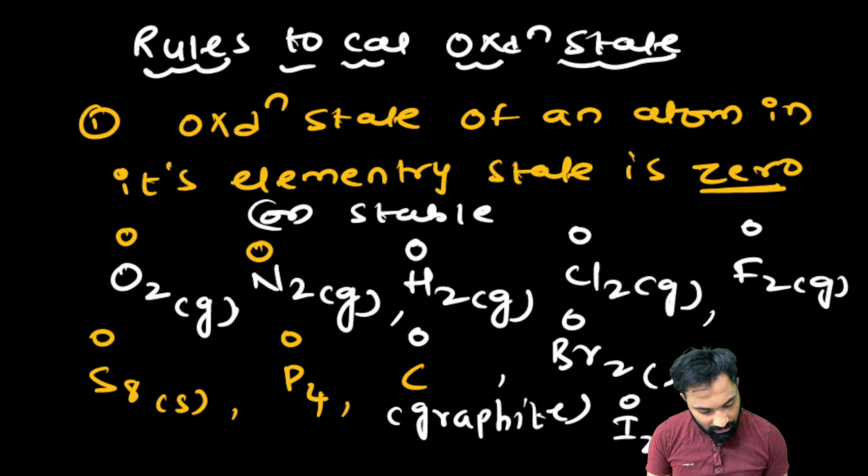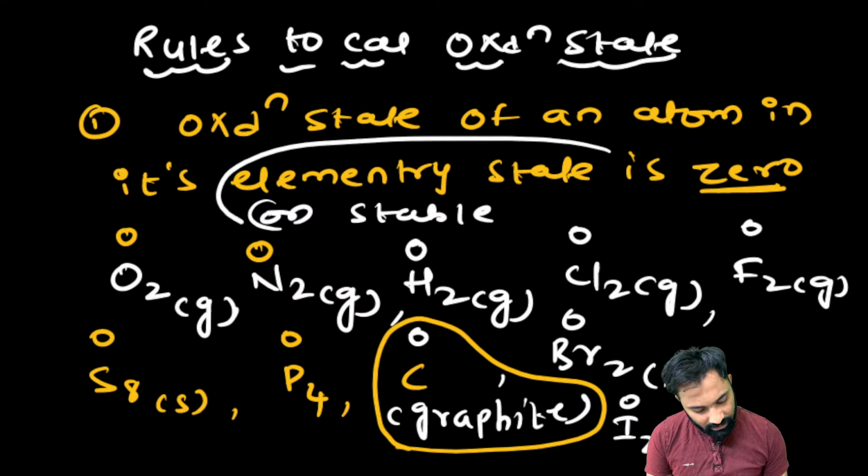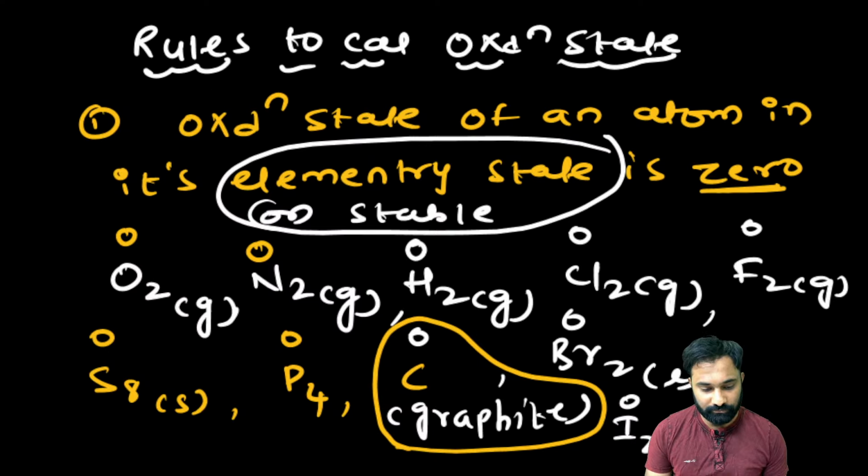Carbon, only graphite is stable, so its oxidation number is 0. Not diamond, not the fullerenes. If diamond is given, its oxidation number is not 0. Diamond is not the stable state, my dear friend. You have to be very careful with this one. This statement that I gave, you have to read it: elemental state or stable state. Now carbon's stable state is graphite, its oxidation number is 0, right?